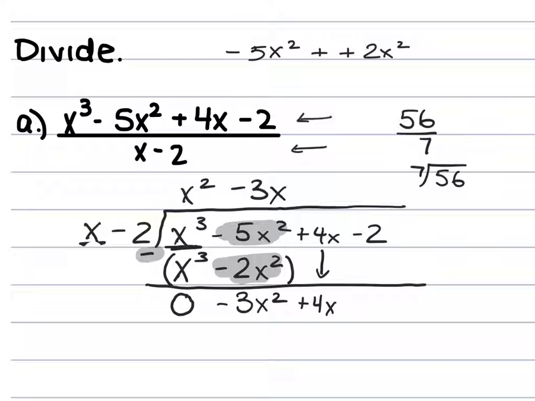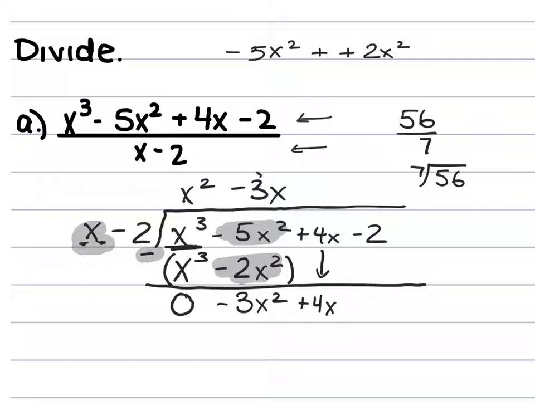So check it out. Now we've got this. We said that x goes into negative 3x squared negative 3x times. How did we know that? Well, that's a hard thing to do unless you can turn it around in your head and say x times what would give me negative 3x squared. And we agreed that that thing would be negative 3x.